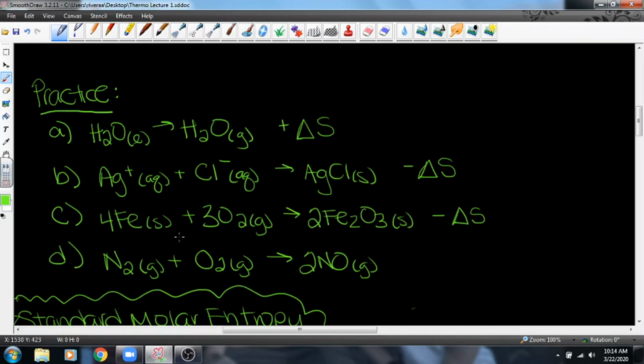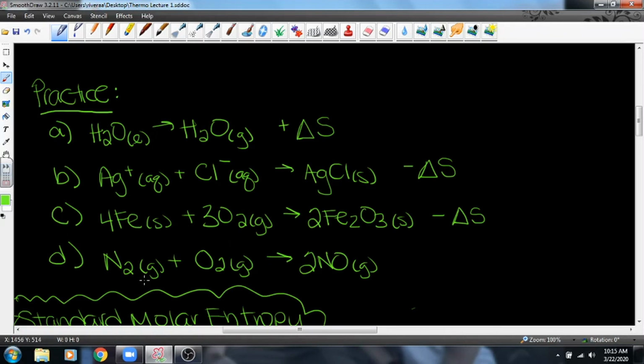However, I was just talking about how this reaction is spontaneous. And you're like, well, wait a second, Mrs. Rivera, that's not favorable, that this has a negative delta S. So how is it that if it's becoming more ordered, it happens spontaneously? It's because it has to do with enthalpy and temperature too. So we'll talk about that later.